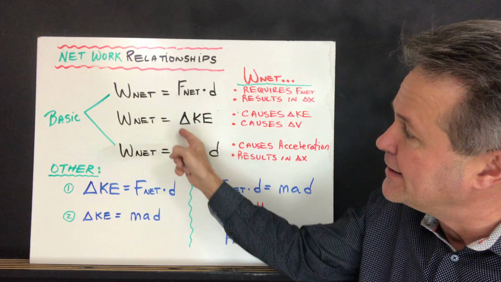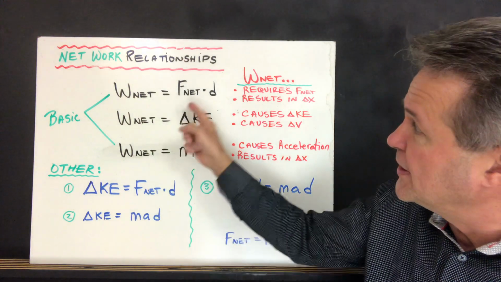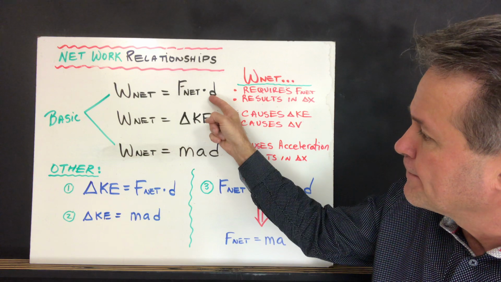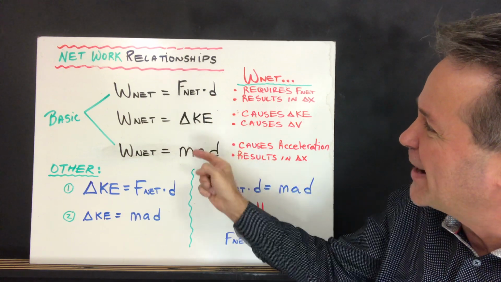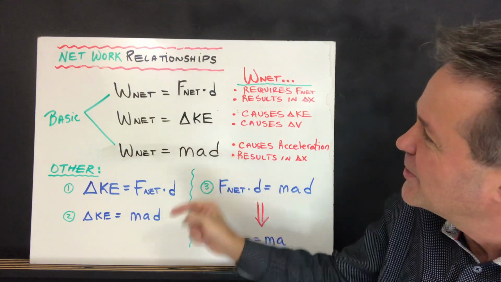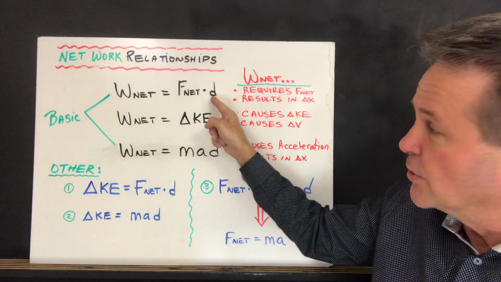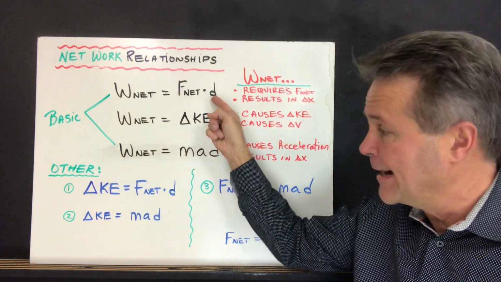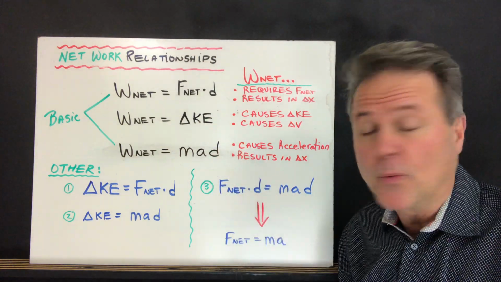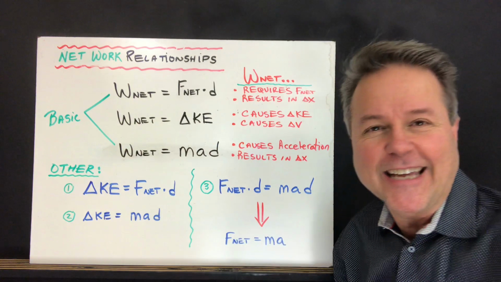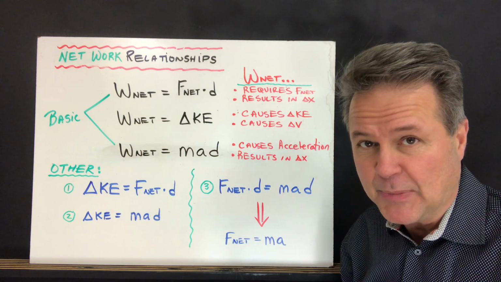Now we can take these formulas and combine them, relate them to one another. So if we take the first formula and combine it with the second formula, we see that the change in kinetic energy is also equal to the product of net force times d. We can also take the second formula, combine it with the third one, and that tells us that the change in kinetic energy is equal to the product of mass, acceleration, and displacement.